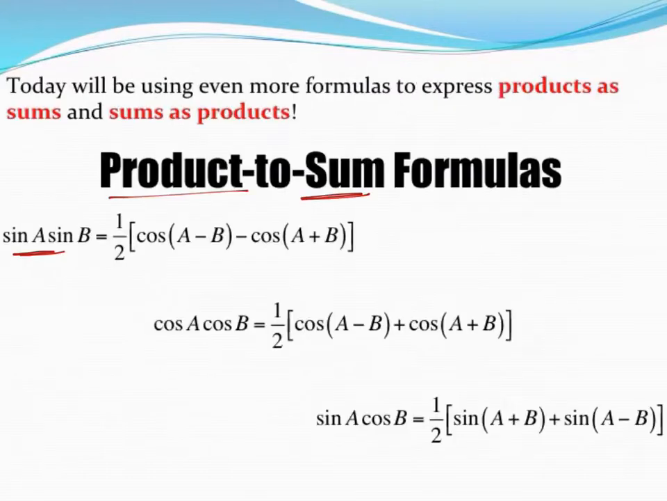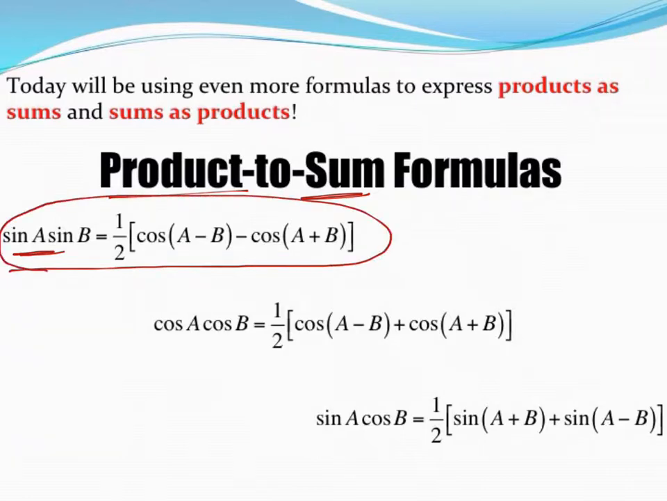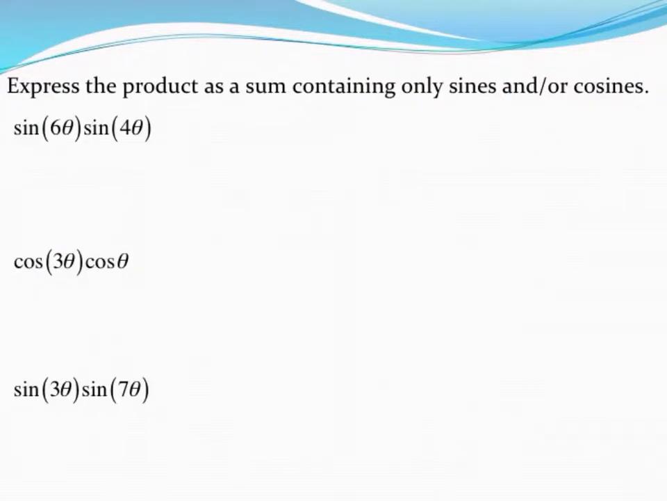Looking at those formulas from the other screen, I can see that's going to match up to this top formula right here, sine of A times sine of B. So let's take that formula and apply it to write this problem as the sum or difference of two cosines. A and B are just your two different angles you're given. Applying that formula, I get 1/2 times the cosine of A minus B. I'll do that subtraction in my head: 6 theta minus 4 theta is 2 theta.